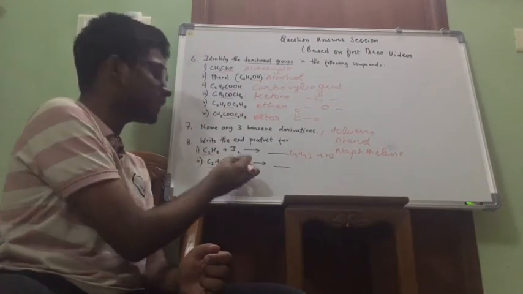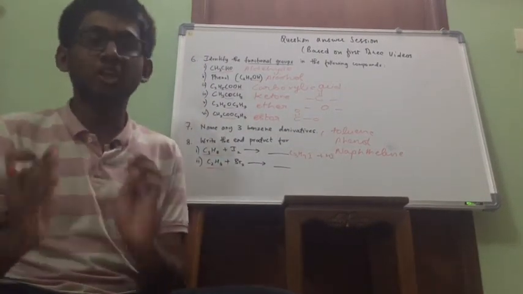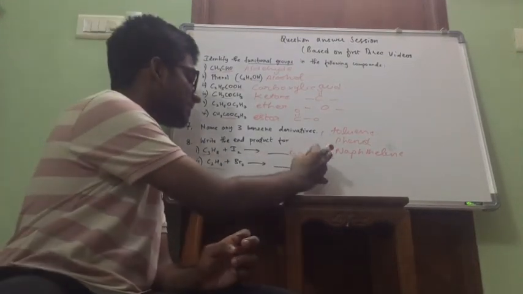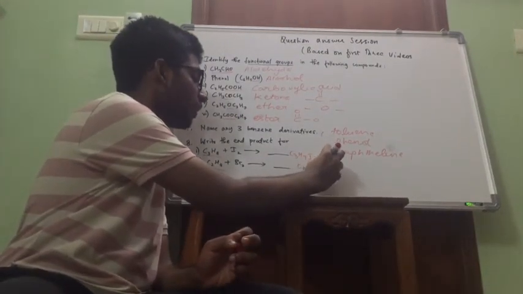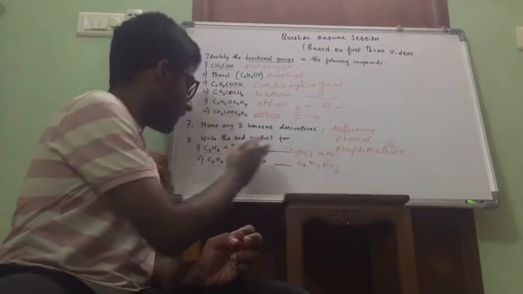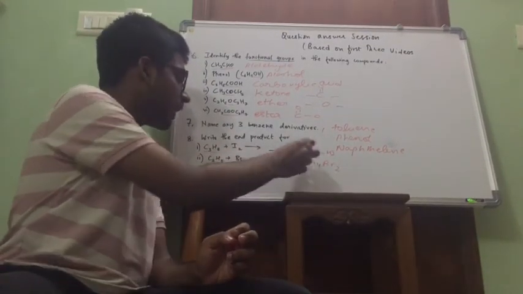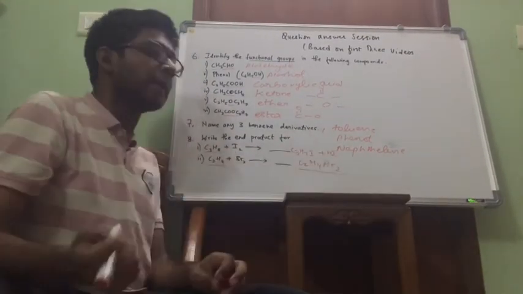And C2H4 plus Br2 is an equation in your textbook. So now this forms C2H4Br2. So now this unsaturated C2H4 has become a saturated C2H4Br2.